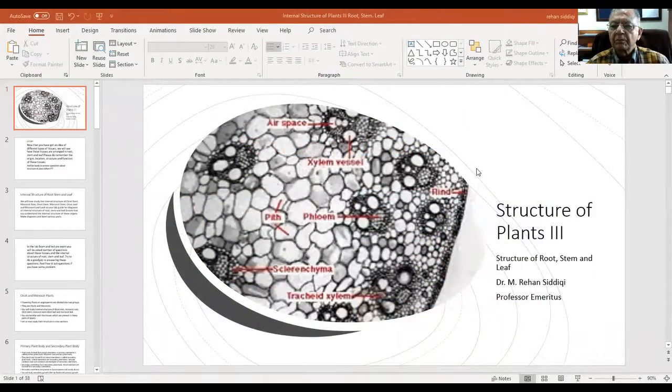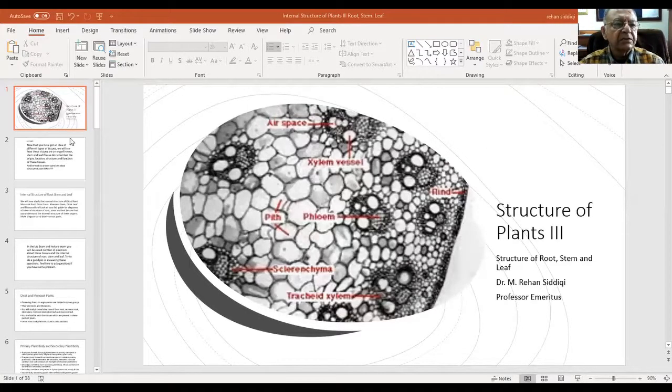Welcome to BIOL 102. Now, my dear students, this is the PowerPoint on the structure of plants, part 3. Today, I'm going to talk about the internal structure of root, stem, and leaf. So, let us now start with the first slide.